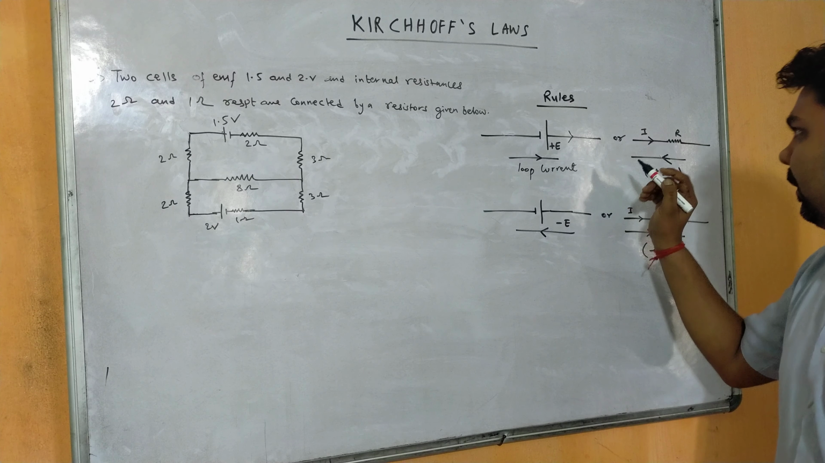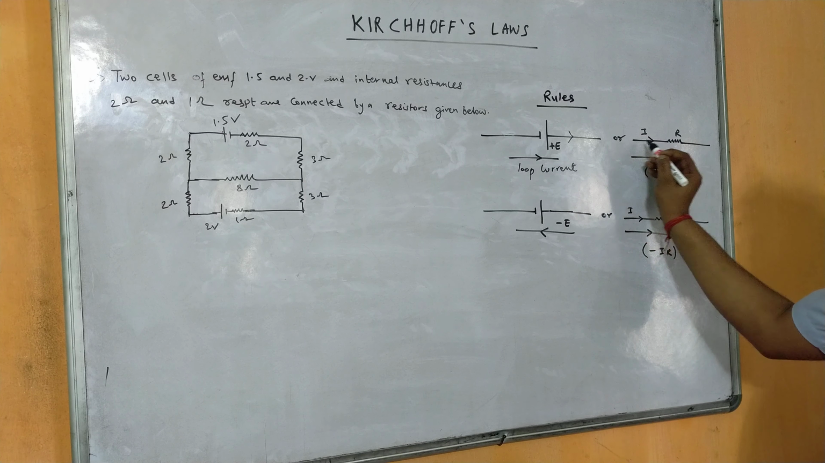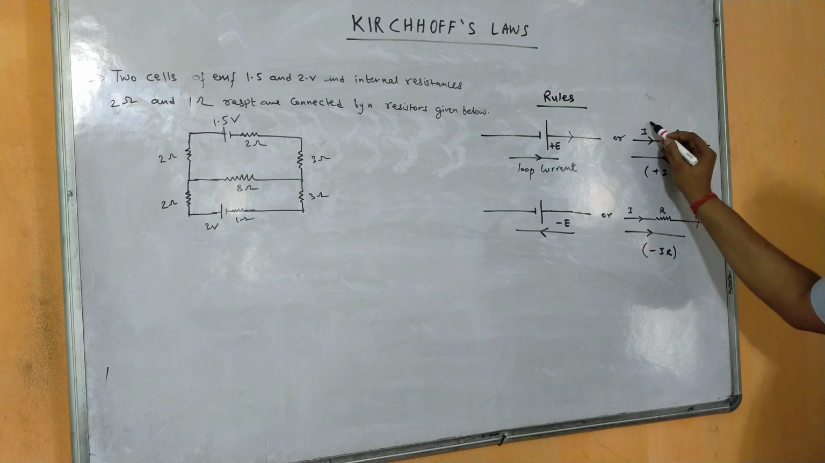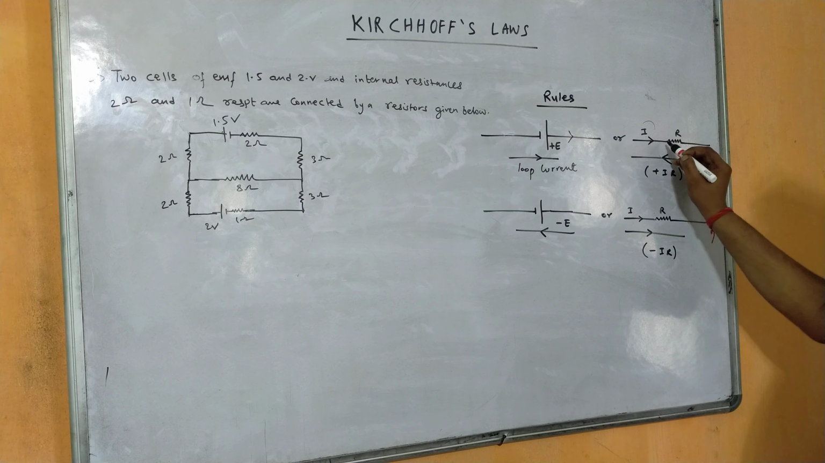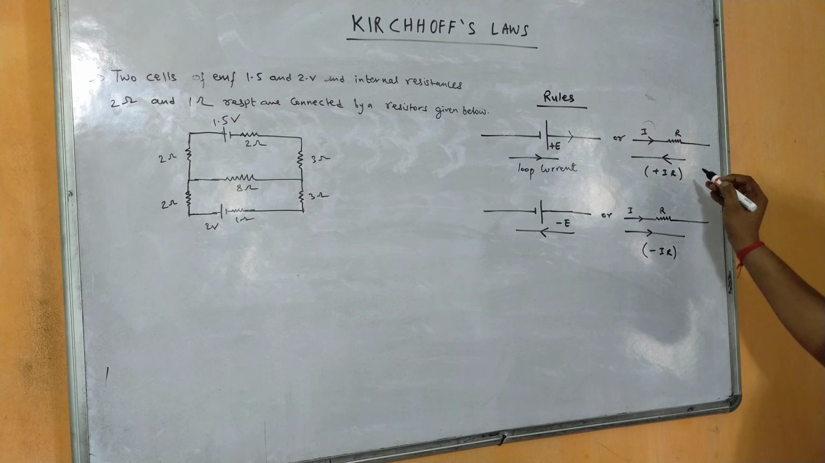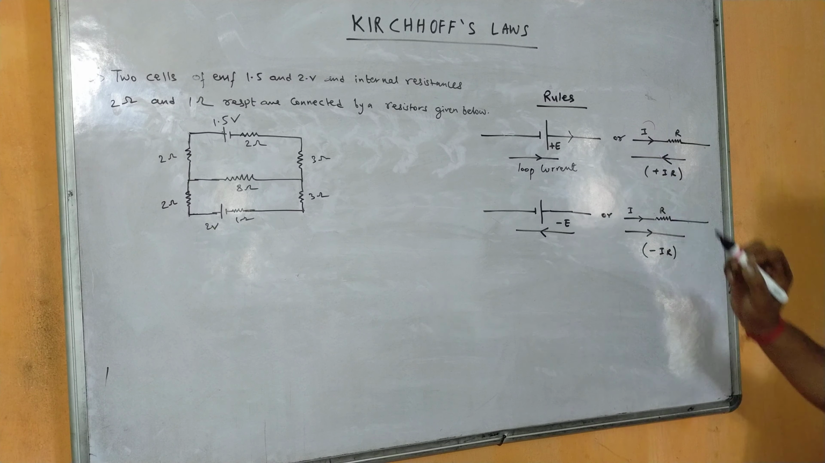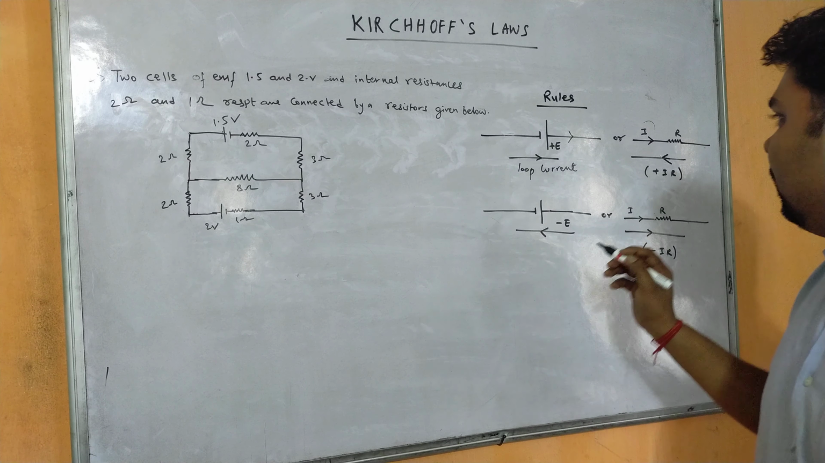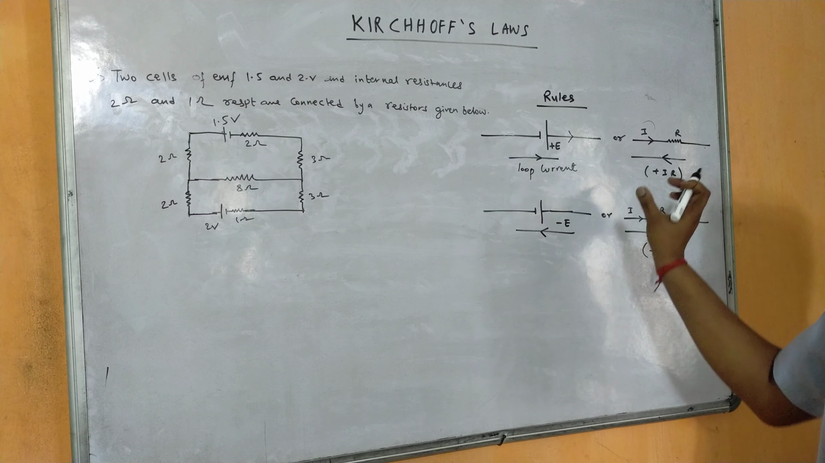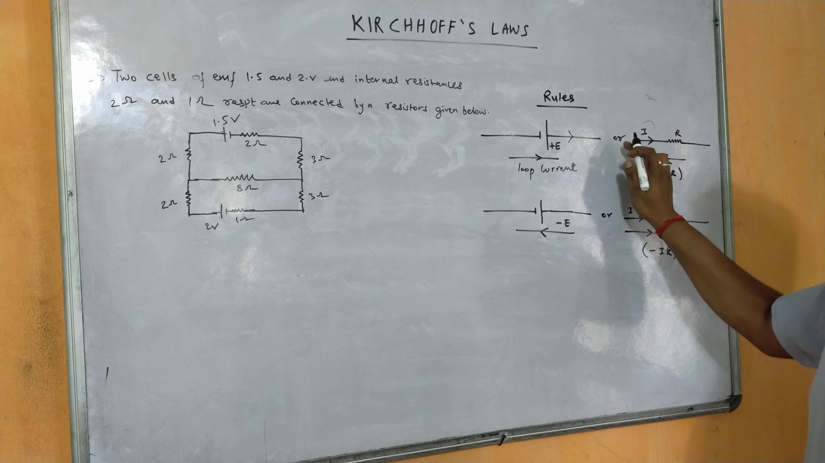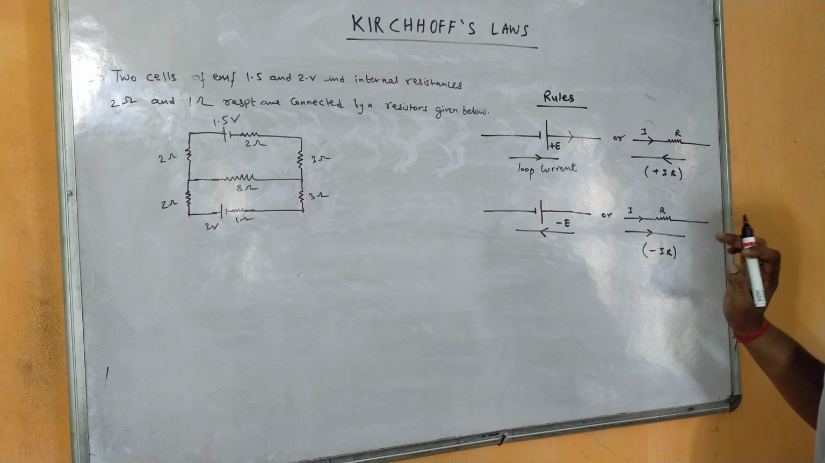Now next we'll move on. If the current in any branch, let us consider that is I, is passing through any resistor R, and the loop current is opposite to the direction of current through that branch, then we have to take plus IR. That means I is the current flowing through that branch and R is the resistor.